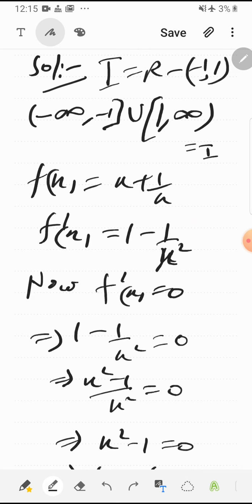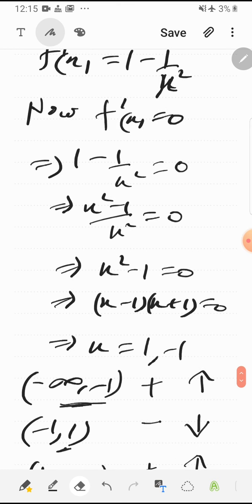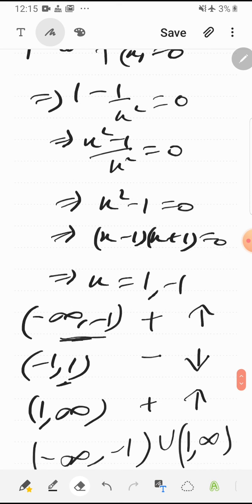So that means taking LCM and cross multiplication will give me x square minus 1 is equal to 0, or you can see two factors are there, minus 1 and 1. So there are two critical points, minus 1 and 1. So there are three intervals. So if I pick any value from first interval, let it be minus 2. If I am putting minus 2 from first interval and putting here, so it will make negative, negative, that means positive, and function is increasing.